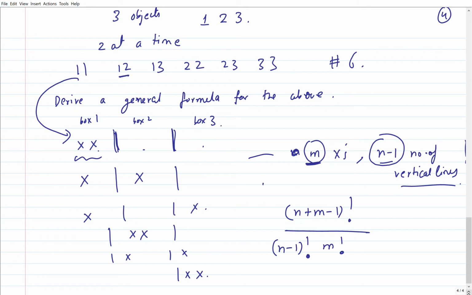So this is a general formula for the number of permutations of n objects taken m at a time when you allow repetitions. So this way, with some thinking and some counting arguments, you can consider doing very rich problems in permutations and combinations.